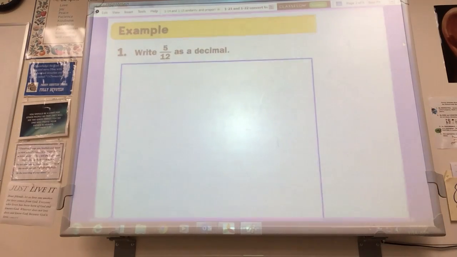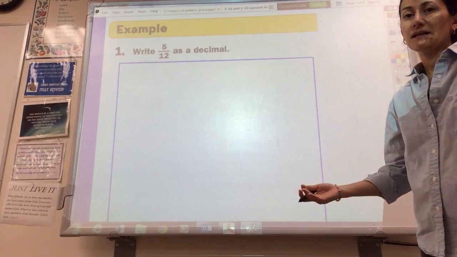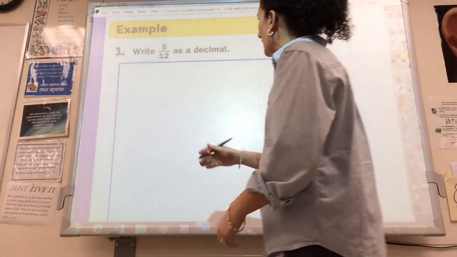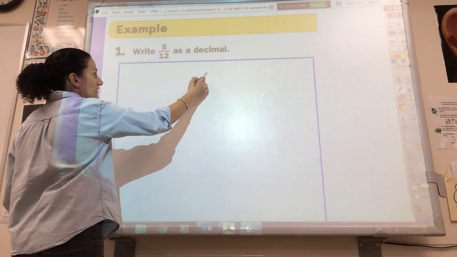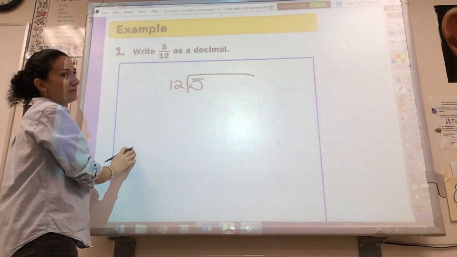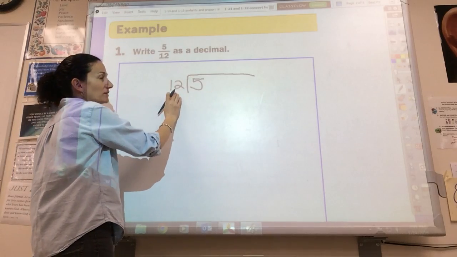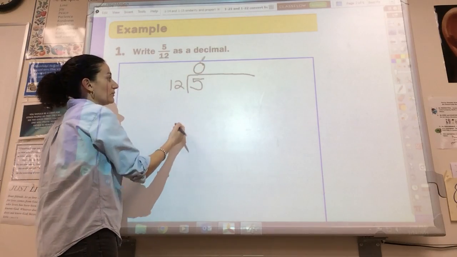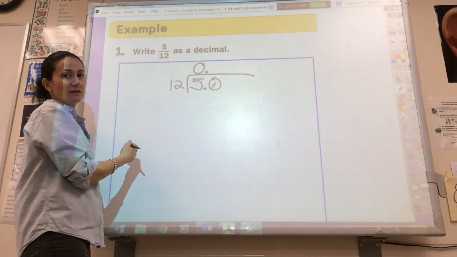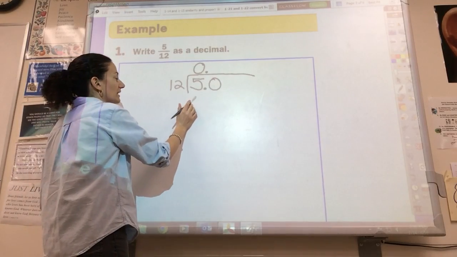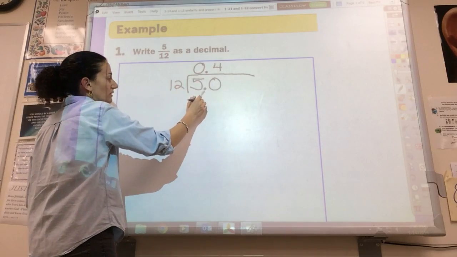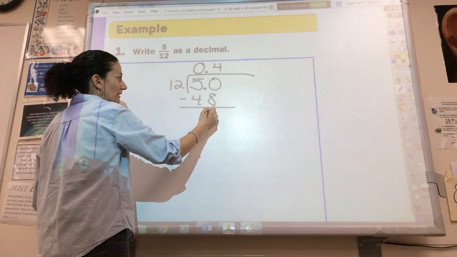So let's take a look at an example that is going to give us either a terminating or repeating decimal. If I were to write 5/12 as a decimal, I'm going to divide the numerator by the denominator, 5 by 12. So since 12 doesn't go into 5, I'm going to put a 0, add a decimal point, add another 0, and I'm going to continue dividing. I'm now going to divide 12 into 50. 12 goes into 50 4 times. 4 times 12 is 48, with a remainder of 2.